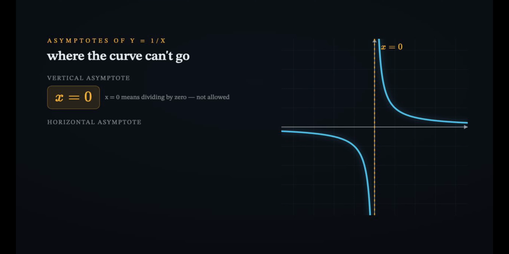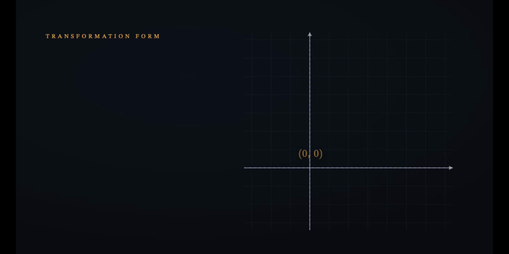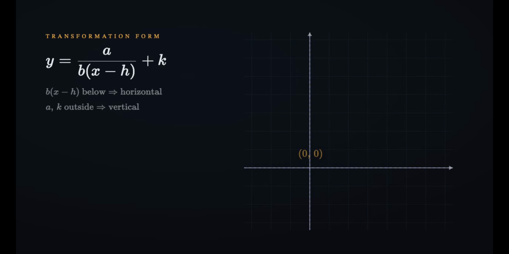The horizontal asymptote is y equals 0, because as x gets really big or really negative, 1 over x gets closer and closer to 0. And this parent can be changed into different types when it's in transformation form. For example, y equals a over b(x minus h) plus k. Here, the b(x minus h) is what is under the reciprocal, so it is in charge of the horizontal stuff. And a and k are outside.